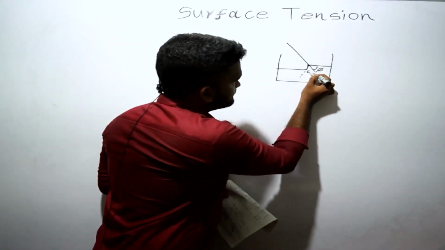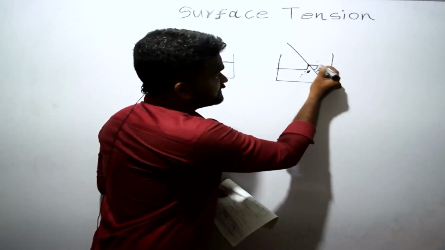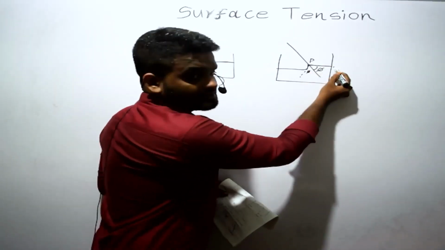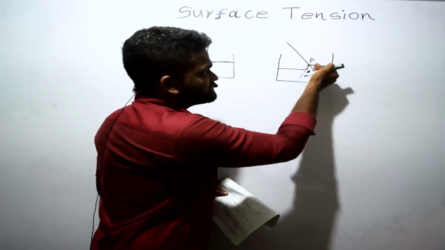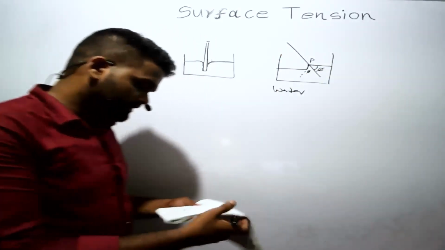This angle is difficult to measure, right? But when you make one side horizontal by tilting this, you can easily measure the contact angle. This is for water.